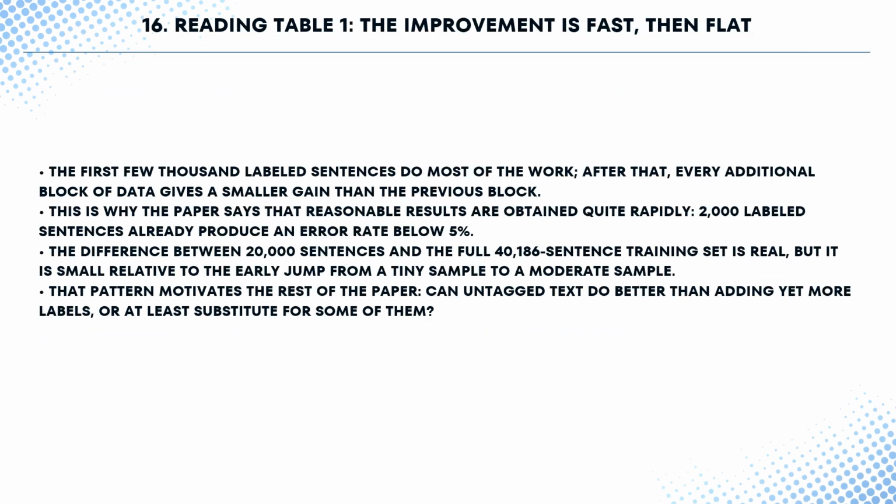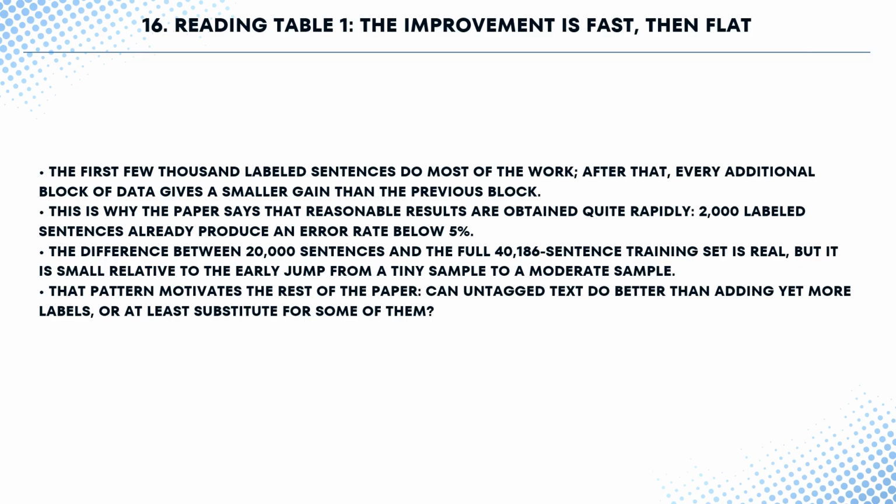This slide gives a deeper interpretation of table 1. The first point is that the first few thousand sentences do most of the work. It means initial data gives major improvement and larger data gives small gains. The second point is that 2000 sentences give an error rate of less than 5%. This is already very strong performance.